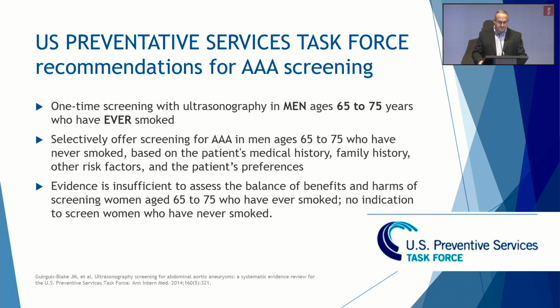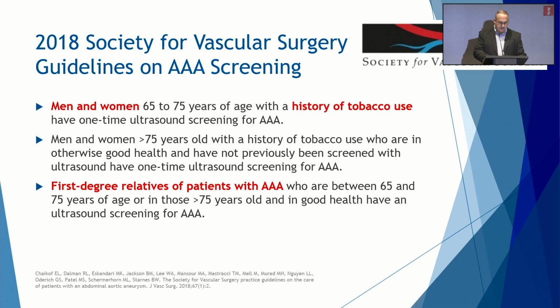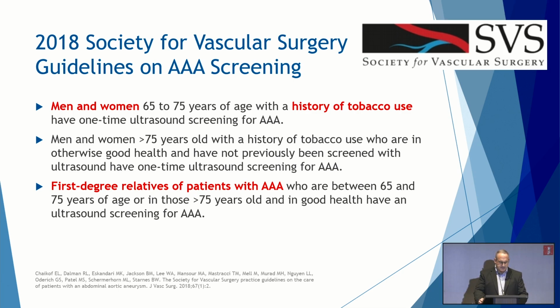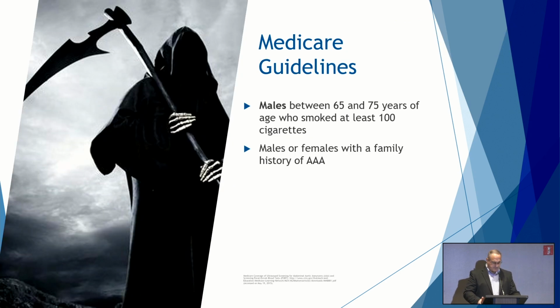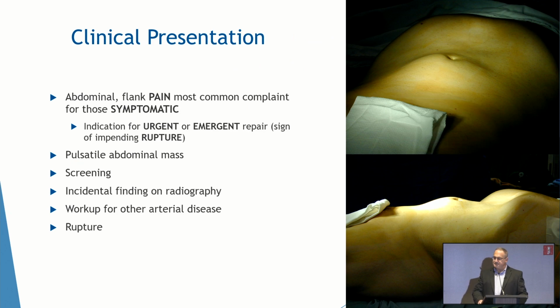And so the U.S. Preventive Services Task Force recommends that men between 65 and 75 who have ever smoked should get screened. If we look at the vascular surgery guidelines, they also recommend that men and women who have ever smoked between 65 to 75 years old should get screened with a one-time ultrasound, and then also first-degree relatives of patients with an aneurysm. The Medicare guidelines are pretty straightforward. Males between 65 and 75 who have smoked, and then also a family history. So clinical presentation can vary.